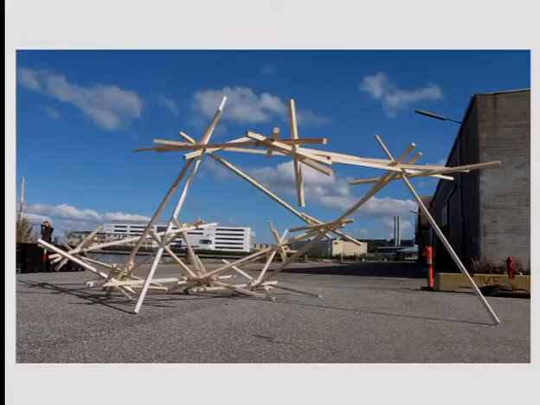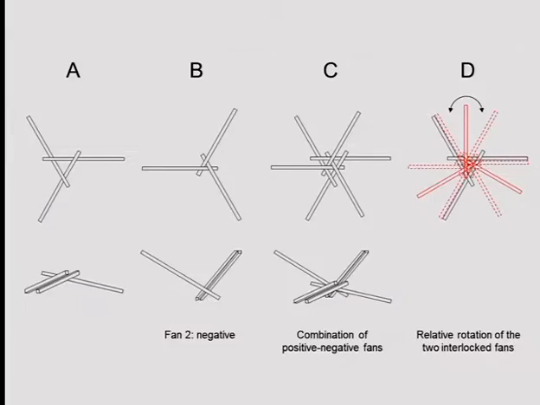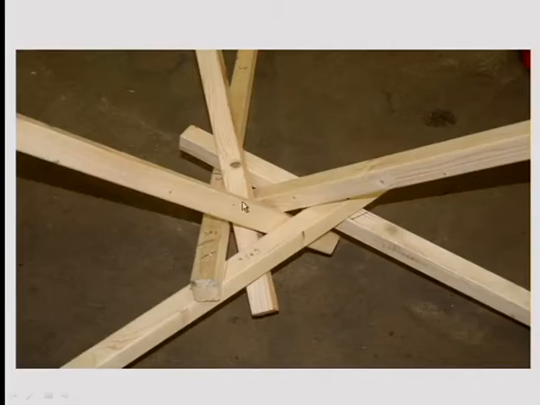Another simple example is this, which was called like the neural network. So what you do, you take three elements, they compose a fan. Then you take other three elements. We could say this is a, let's say, positive, and this one is negative. So one is curving up and the other one is curving down, convex and concave. And you place them one inside the other so that the second fan can actually rotate. So that's what happens. The first one and the second one. The second one is fixed because of the first one. But the first one needs screws. Otherwise it won't work, just by friction.